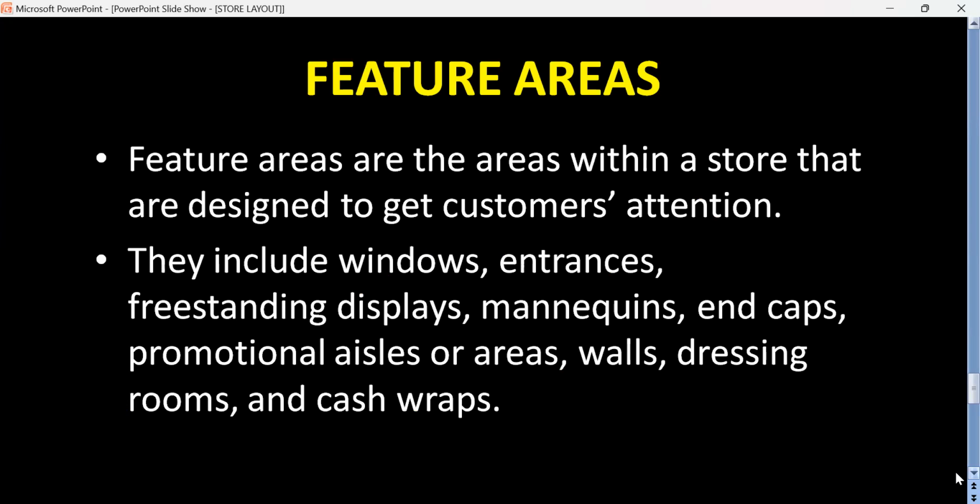So you can say these are the areas where maximum work is done in terms of aesthetics and display. How the store will look and feel is decided by the feature areas, the painting, the mannequins they are using, the visual merchandising they are doing. Everything is done in the feature area. So these are the three points one must take care of as a retailer in order to design their store layout.